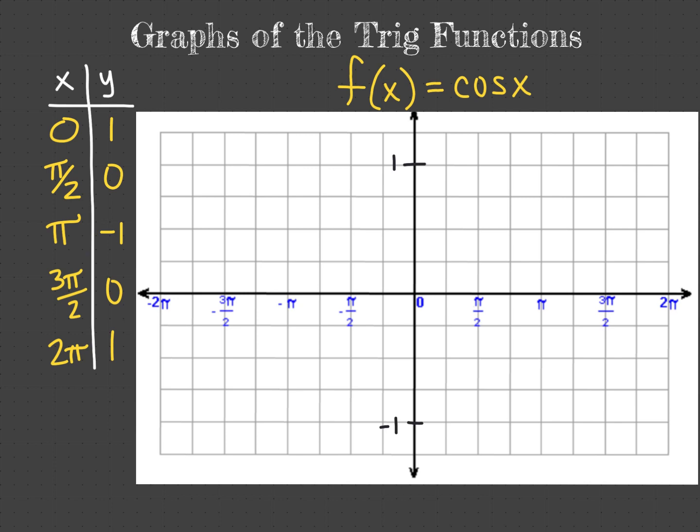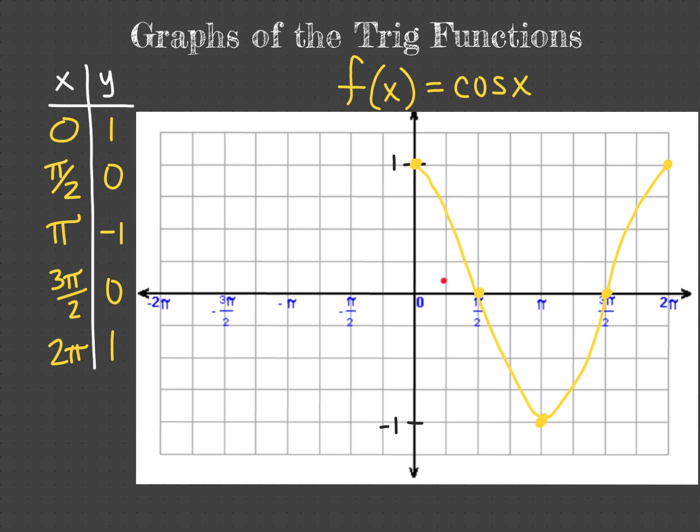So let's first graph these coordinate points. 0, 1 up here. We have pi over 2 comma 0. We have pi, negative 1, 3 pi over 2, 0, and 2 pi comma 1. Connecting these dots, they are not going to be linear. It's going to be kind of smooth and a little bit curvy. And this is one full cycle of the graph of cosine x right here.